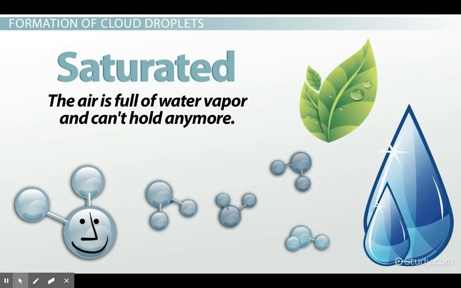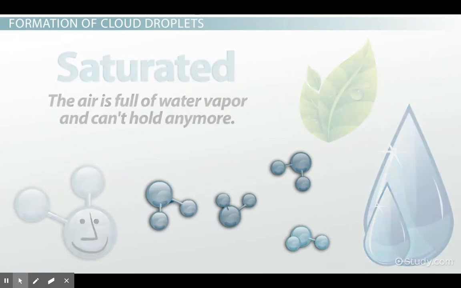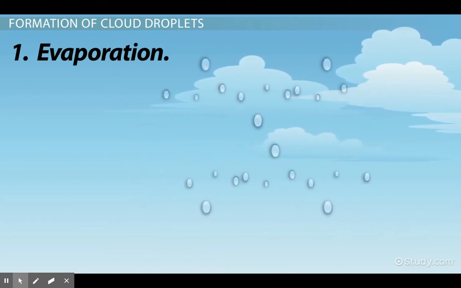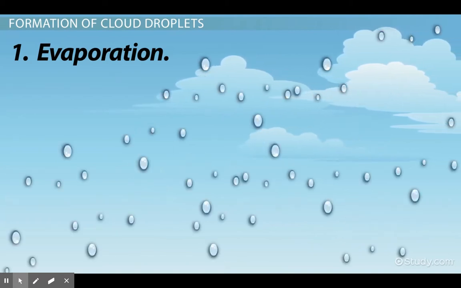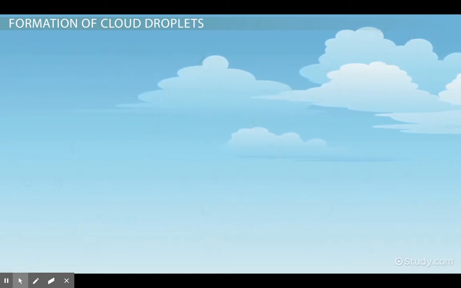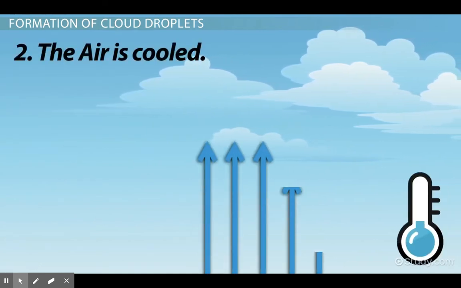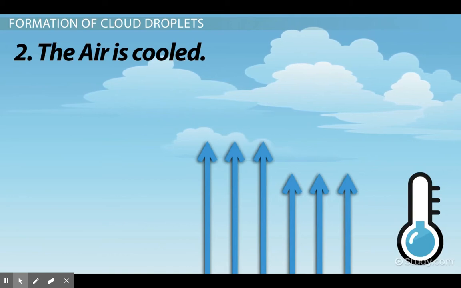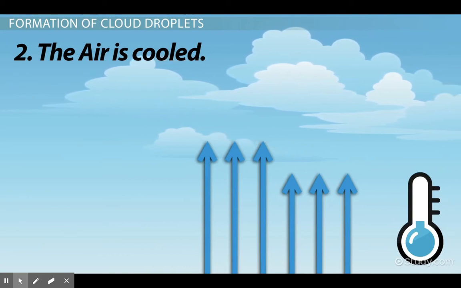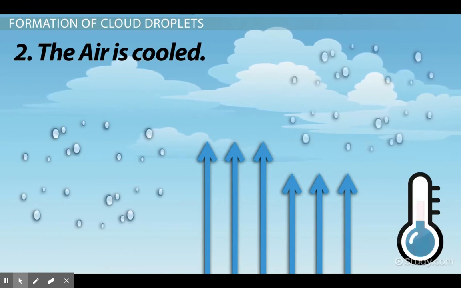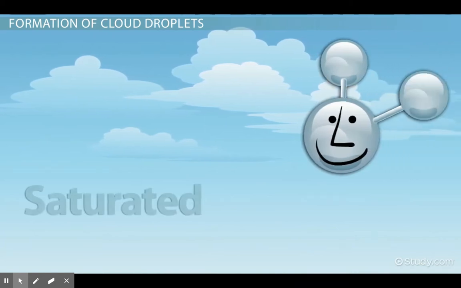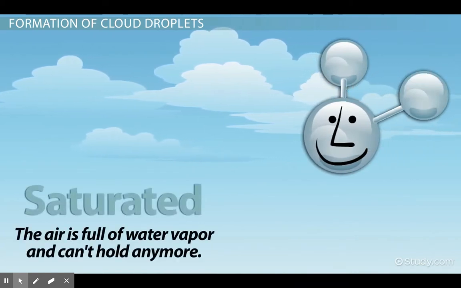And for every molecule of water that evaporates, one must condense. But what causes the air to become saturated, or full of Wally and his friends? Let's take a look. Number 1, evaporation. If the rate of evaporation has increased, there is more water vapor in the air. Therefore, the air can become saturated. And number 2, the air is cooled. As air is cooled, it can hold less water vapor before it becomes saturated. Technically, it's a little more complicated, but the basic explanation is that more water vapor is found in warm air than in cold air.